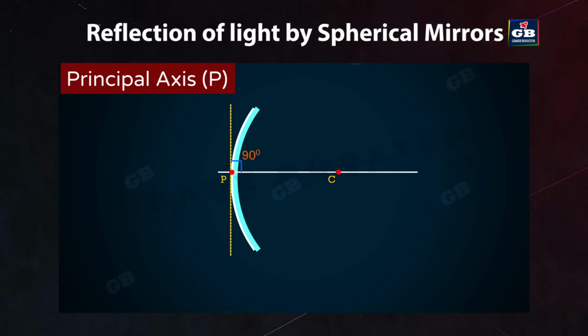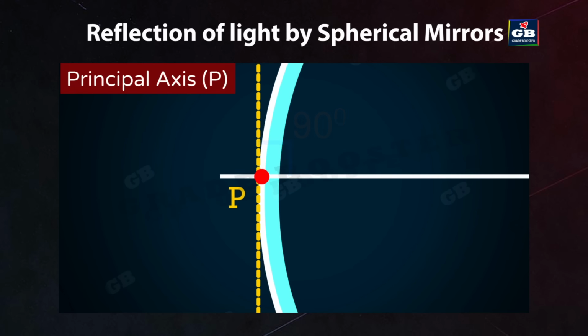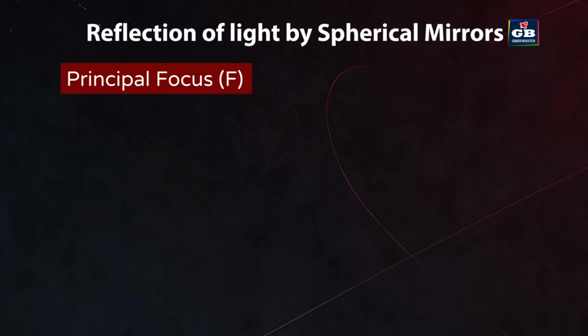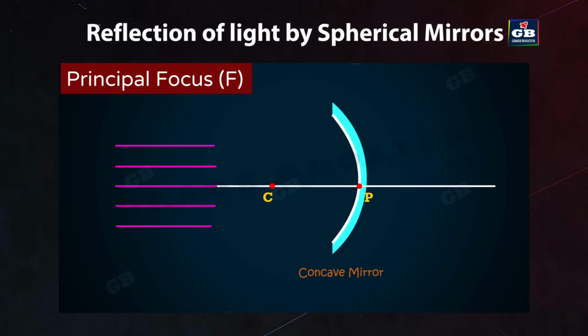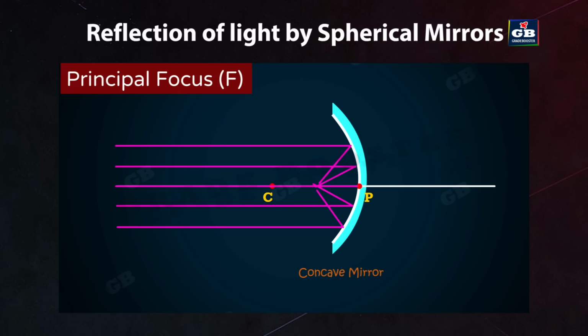That means at the point of pole, the angle between the plane of the mirror and the principal axis is 90 degrees. Principal focus. If a number of light rays parallel to the principal axis are falling on a concave mirror, they all meet or intersect at a point on the principal axis of the mirror. This point is called the principal focus of the concave mirror.